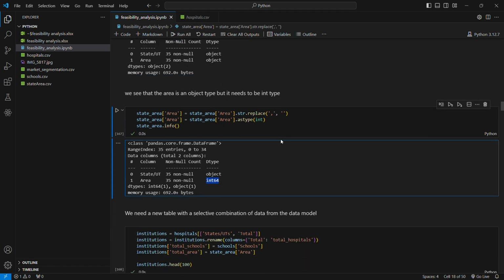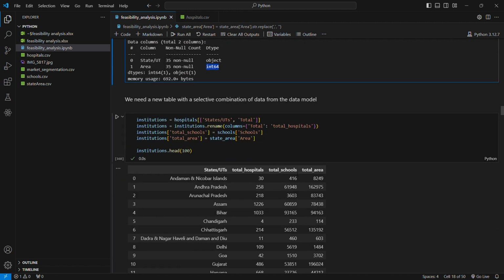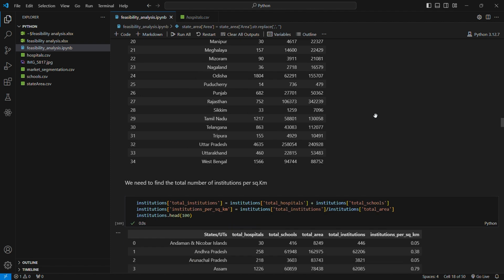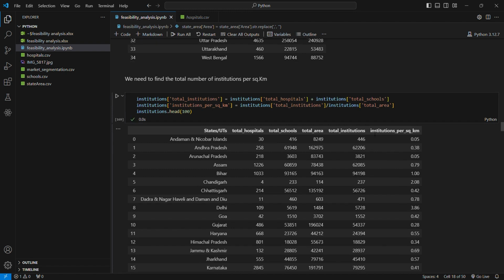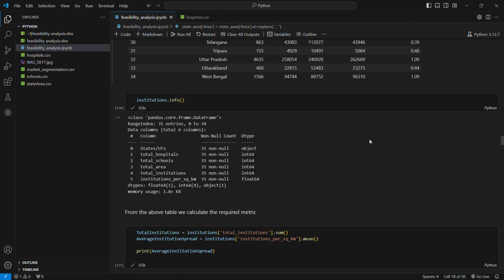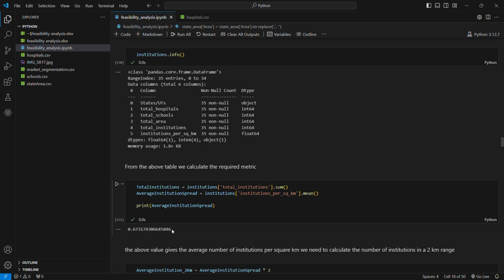So now we have to go into the main data set that we need. What we need is the total number of hospitals, the total number of schools, and the total area in one same data set. So we're going to extract this from our previous data model. And after that, we need to find out the total number of institutions. That is the total number of hospitals and the total number of schools and the number of institutions per square kilometer by dividing that. So from this, we'll be able to extract some metrics such as the total number of institutions combined in India and the average institution spread, that is the average amount of institutions per square kilometer, and that will come up to 0.67.